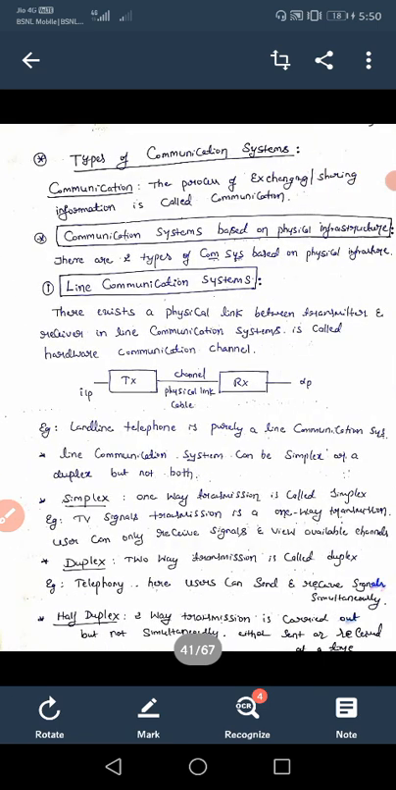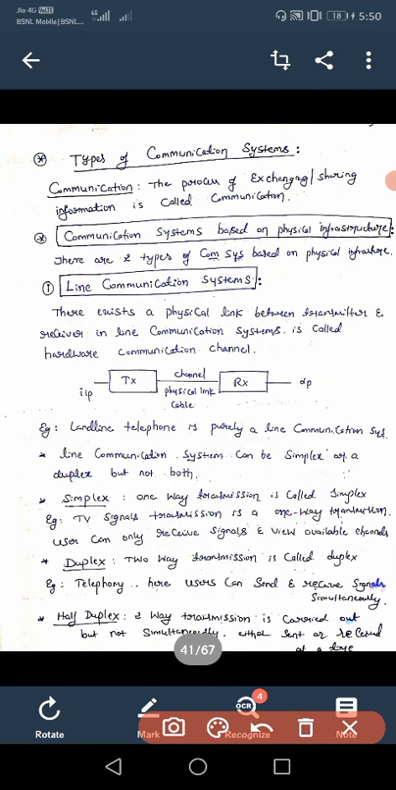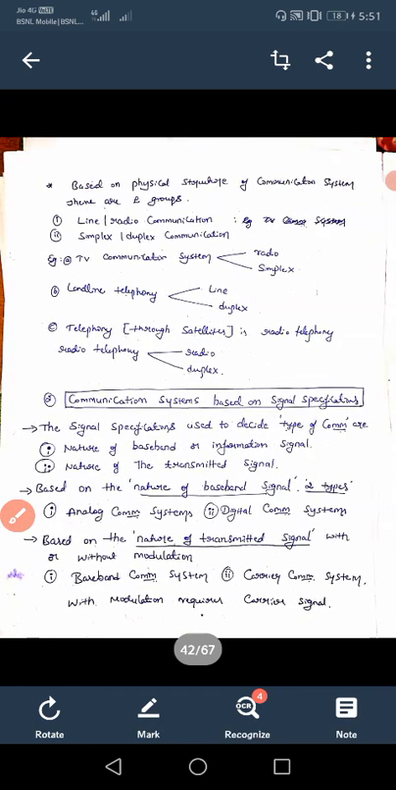Next is explain the types of communication. These are the types of communication. Just observe. We have communication systems based on physical infrastructure. They have asked it for 6 marks. Explain. So physical infrastructure, line communication. So simplex, half duplex, full duplex will come.